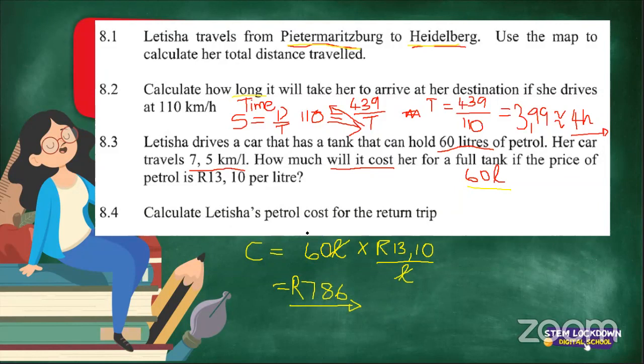Here, let me give you a clue. Step number 1, you need to determine what the return trip is. Remember, a few lessons back, we looked at return trip. Return trip is basically going from point A to point B, and from point B back to point A. So in this case, going from Pietermaritzburg to Heidelberg, and from Heidelberg to Pietermaritzburg.